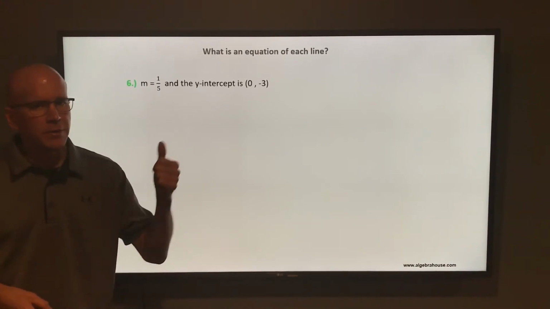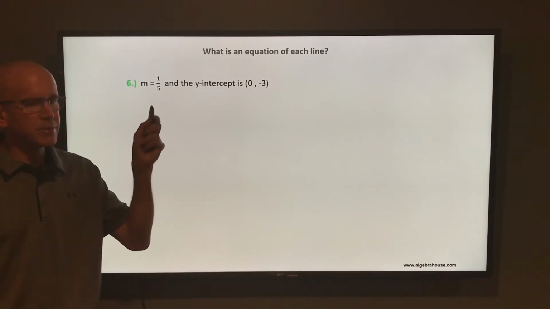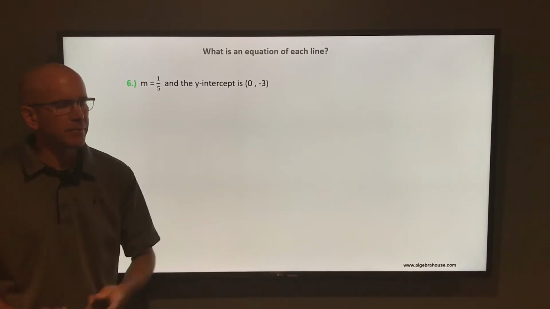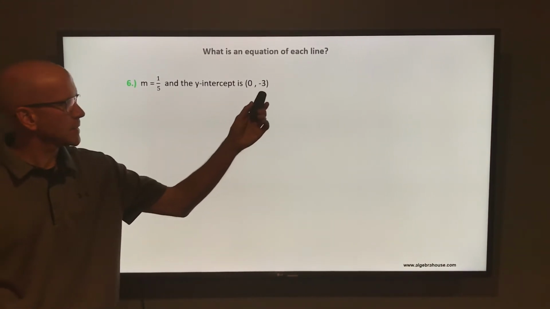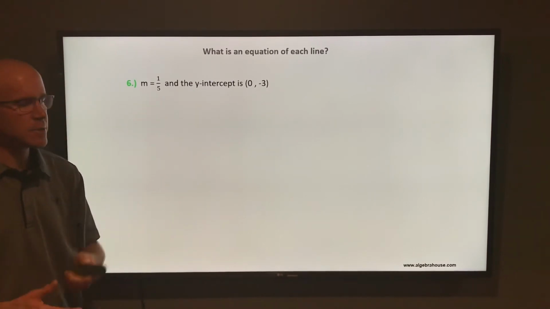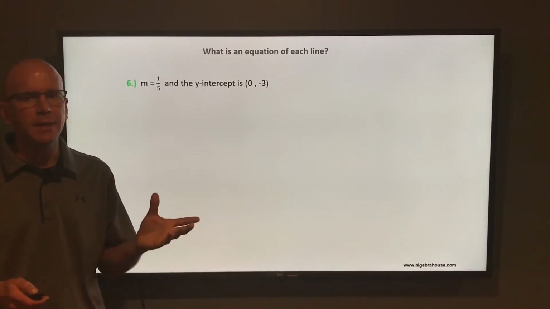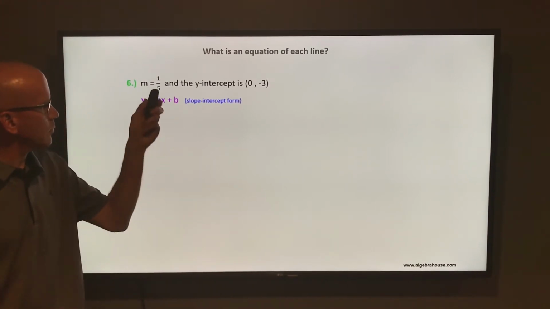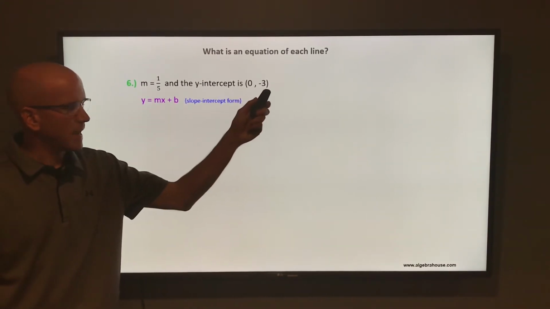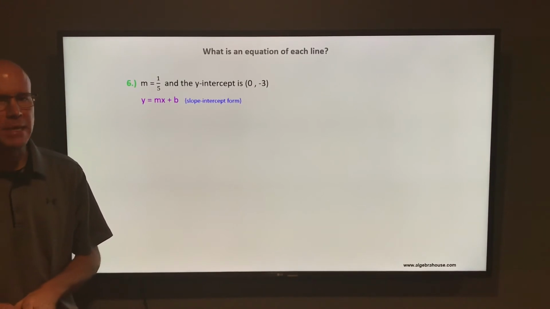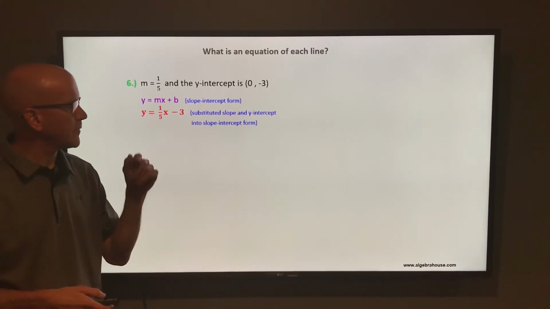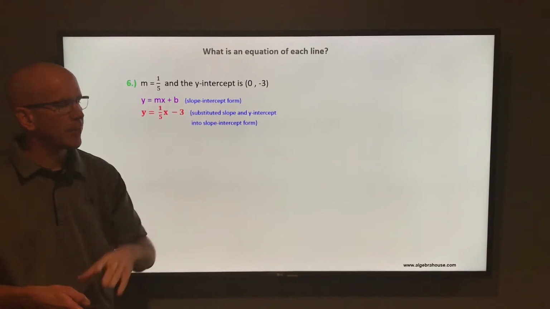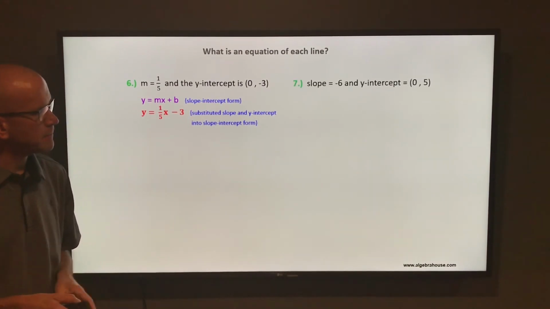Going to write the equation of this line. This line has a slope. Remember, small letter m stands for slope. It has a slope of 1/5 and a y-intercept of -3. So this line crosses the y-axis at -3 and has a slope of 1/5. So if we're going to write this line in slope-intercept form, y equals mx plus b, we're just putting 1/5 in for m and -3 in for the y-intercept b. So this would be y equals 1/5 x minus 3. That is the equation of the line that has a slope of 1/5 and a y-intercept of -3.